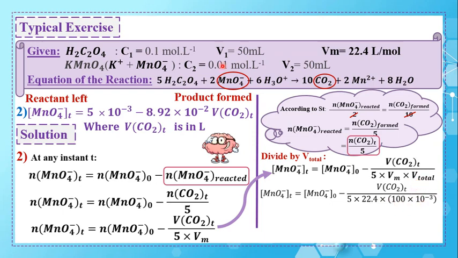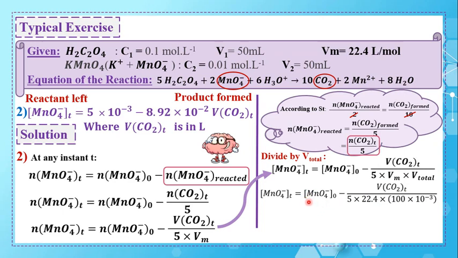also. So V total is V1 plus V2, 100 milliliter, times 10 to the power minus 3 to have it in liter, and V of CO2 here is in liter, so I will simplify liter by liter, and here the unit liter per mole will be mole per liter, which is the unit of concentration. So okay, these numbers are correct.